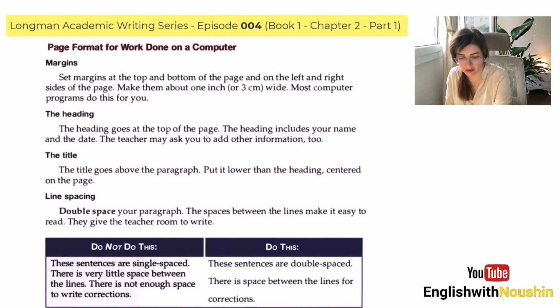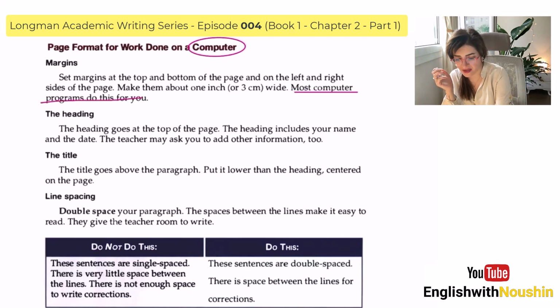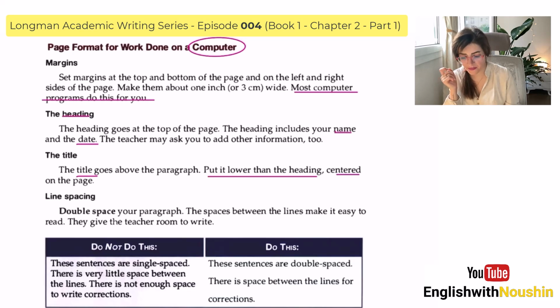Now, let's talk about format on a computer. Again, we need margins on the sides of your sheet. Usually the computer does this for us. Then we need the heading, the same thing. You've got name and date. And then you've got the title, the same thing. Again, we put it lower than the heading and centered. And line spacing on a computer is double space. And we leave space between the lines. So don't do this. Do this.